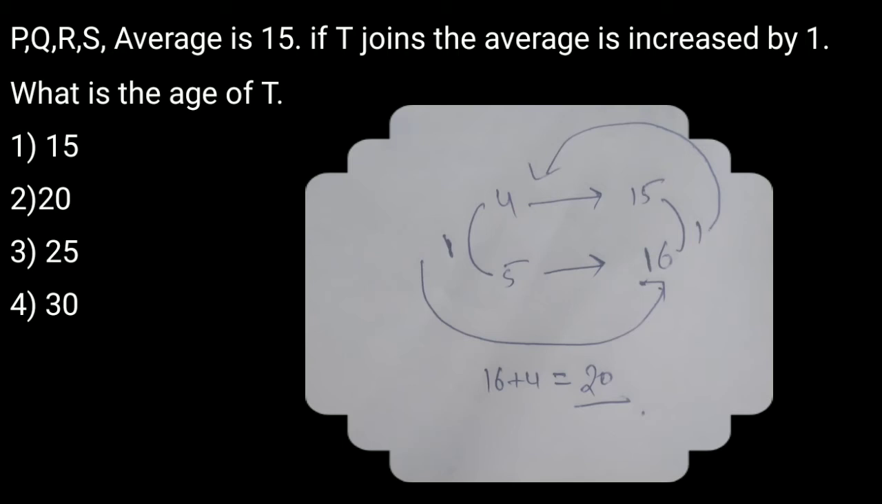Now multiply the left hand side difference with the right hand side bottom number, and the right hand side difference with the left hand side top number. Now the answer is 1 into 16 plus 1 into 4, equal to 20. Now the age of T is 20 years. Now we will see the next question.